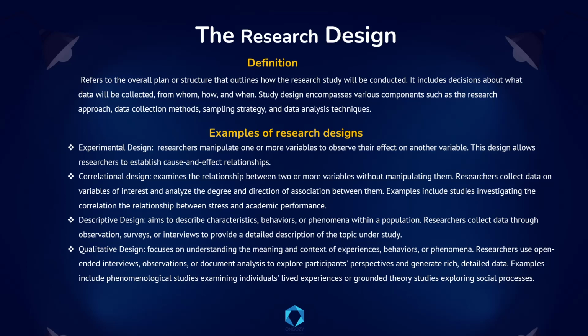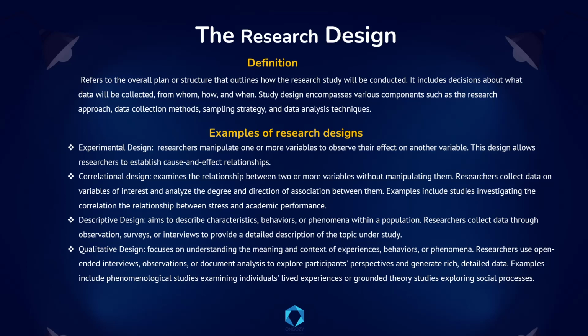Then there is also correlational design. This one examines the relationship between two or more variables without manipulating them. Here, the researcher collects data on variables of interest and analyzes the degree and direction of association between them. For example, when you're doing a study that is investigating the correlation relationship between stress and academic performance, okay? You are looking at their association, you are looking at the direction, you are looking at the degree at which they affect each other. That is stress and academic performance, right?